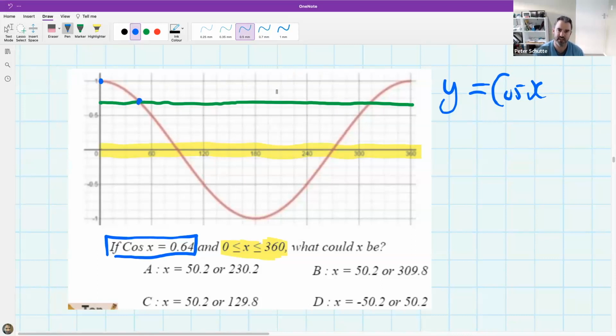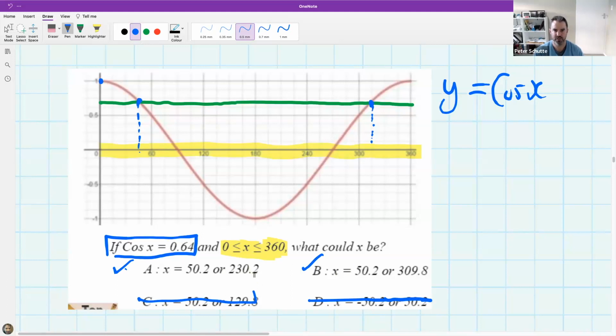And it feels to me like that is a point and that is a point. So I'm going to drop down there and drop down there. Now, what are my options? 50.2 looks pretty good because it's below 60. So it could be that one. It could be this one or this one or this one. I don't think it could be that one. But now that I look at the second one, which is over 300, I'm going to cross out that. And now I'm stuck between these two, A or B.